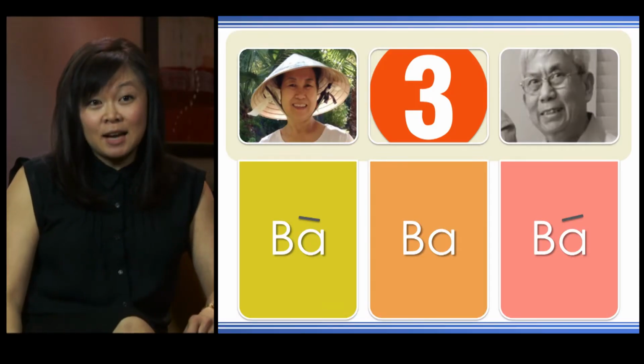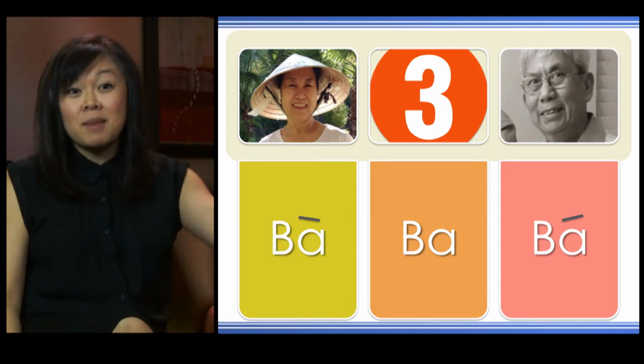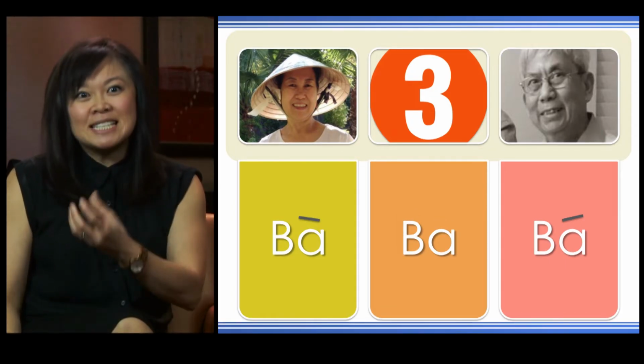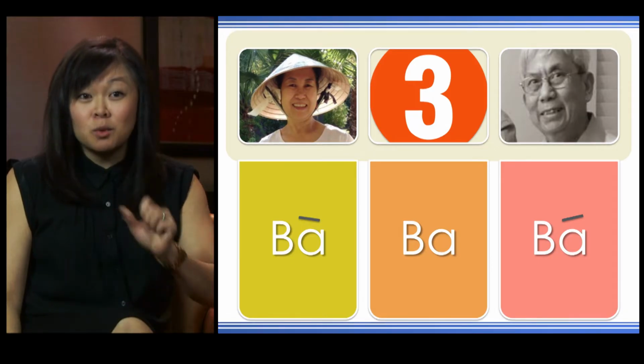So the first part of Vietnamese phonotactics is that tones are phonemic. What does that mean? It means that if your tone goes up or down or stays neutral, there's going to be a different meaning for that. So for example, on this slide, what you're going to see is my aunt on the left side, the number 3 in the middle, and my dad on the right side.